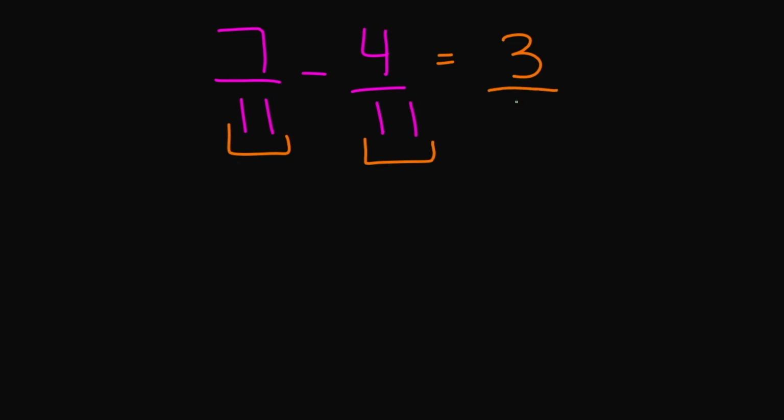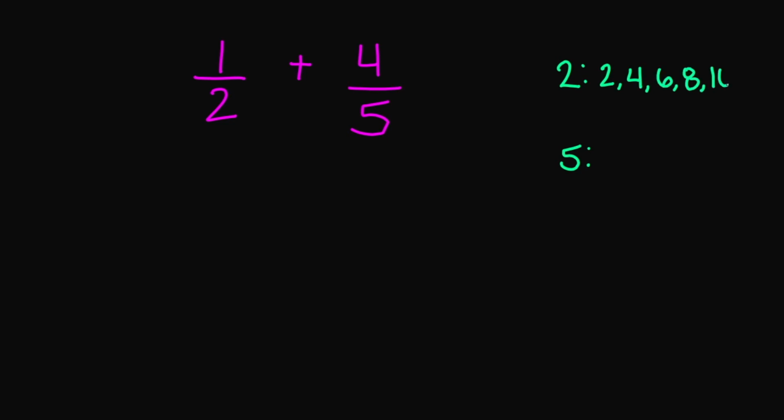Let's try 7 over 11 minus 4 over 11. My denominators are the same, so I'm going to subtract my numerators. So 7 minus 4 is going to equal 3, and that's going to be over 11. My final answer is 3 over 11.